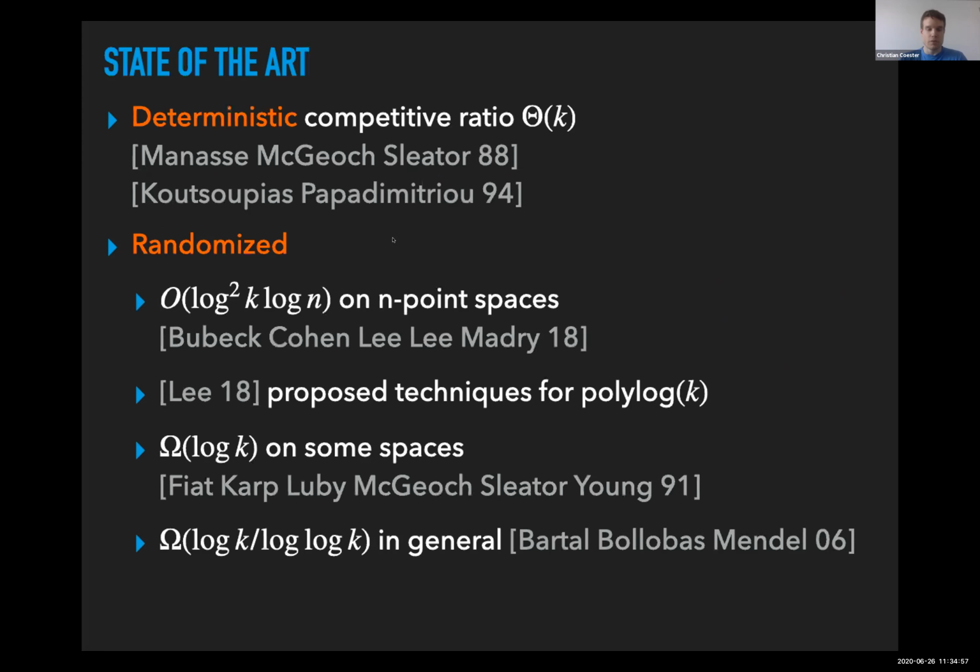Just very briefly, it's known for deterministic algorithms that the competitive ratio is linear in K. And for randomized algorithms, there are upper and lower bounds which are polylogarithmic. So in particular, in both cases, we know that when K is very large, then the competitive ratio is also very large. And this motivates us to consider this problem in the resource augmentation setting.